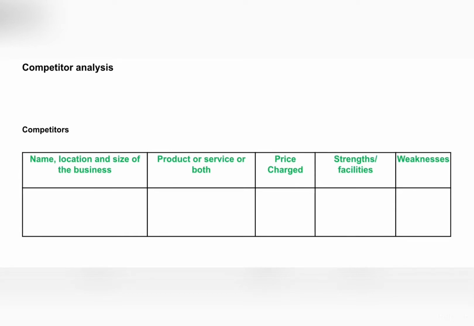And also, what are their strengths and what are their facilities? What are their weaknesses? All these things are quite important. If you write down one by one each business, each of your competitors, their strengths, weaknesses, the charges, then you will see a pattern. And then from that, you can judge and decide, okay, what you're going to offer, how you're going to make your business stronger than the others.